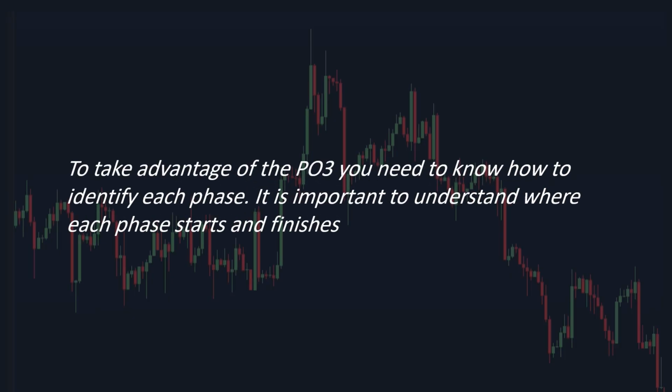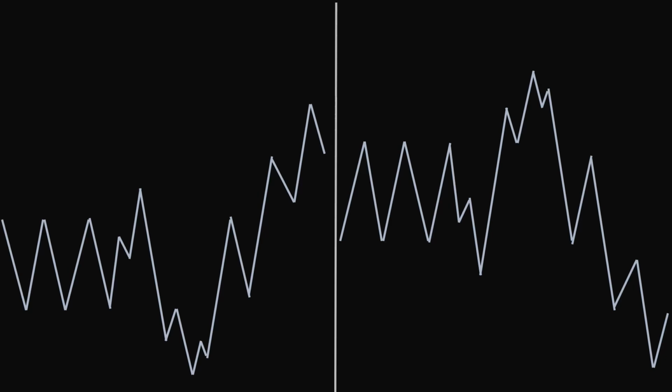To take advantage of the PO3, you need to know how to identify each phase. It is important to understand where each phase starts and finishes. When one ends the other begins. Opening PO3 accumulation phase starts. When it ends manipulation begins. Once the manipulation phase has ended we then move to the distribution phase. This is crucial as each phase projects the next and we measure this using standard deviations.